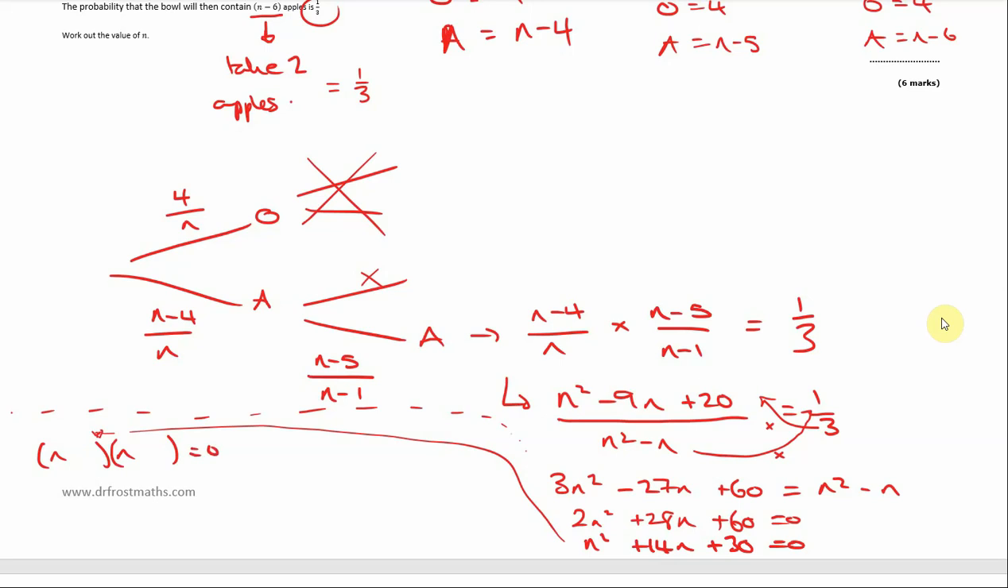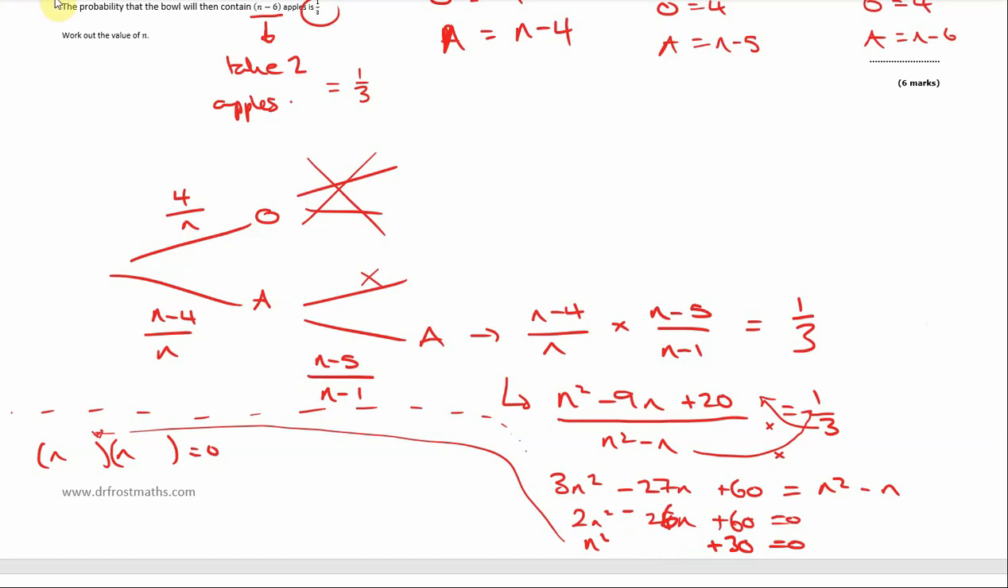So factorizing this, it's going to be... Oh, actually, I made a mistake here, didn't I? Adding this on. No? Why have I... This should be minus 26, shouldn't it? Bloody hell, I'm stupid.